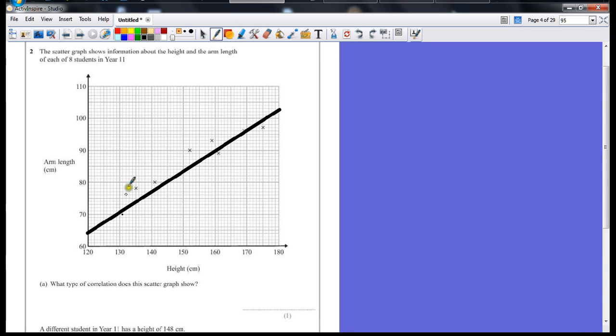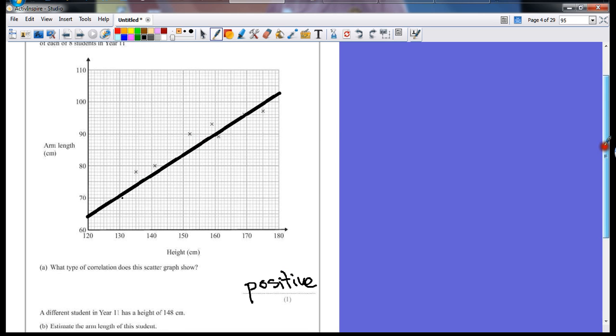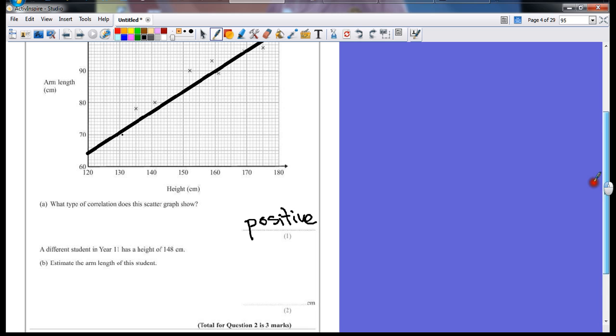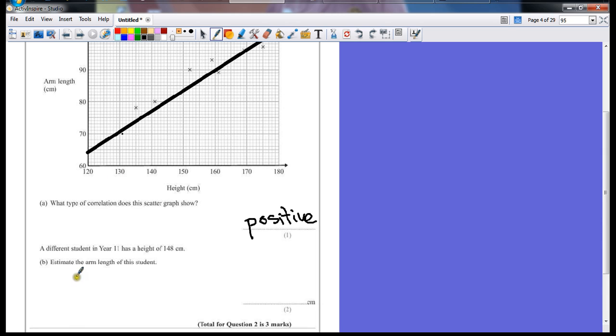So, what type of correlation do I have? Well, it's going up, it's got a positive gradient. So the answer for this question is positive. It's a positive correlation. Now the dots are quite close. We can say strong positive correlation, but we don't need to go too far on that. As long as you said positive, that'll get you the 1 mark.